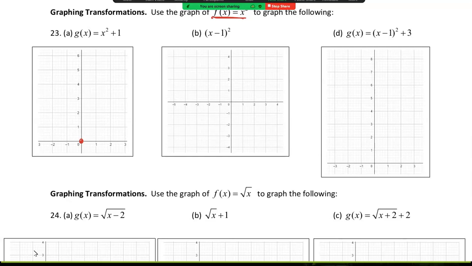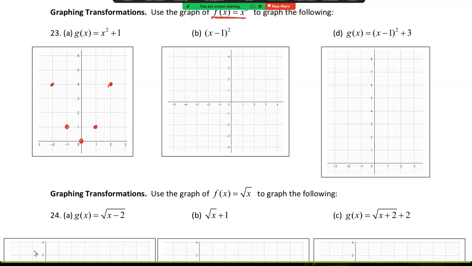If my x is 0, my y is 0. If my x is 1, my y is 1 squared, which is 1. My x is negative 1, my y is negative 1 in parens squared, which is 1. If I have a 2, 2 squared is 4. If I have a negative 2 and I square negative 2 in parens, I would get 4.